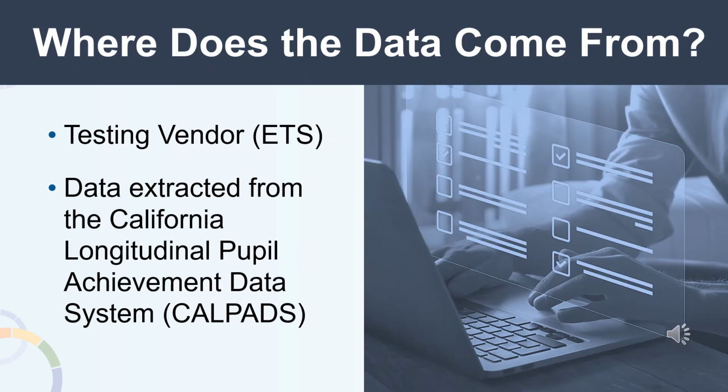Since the Science Indicator is a little different from the other indicators and isn't self-reported, many people want to know, where does the data come from? The California Science Test and California Alternate Assessment for Science results are received from the testing vendor ETS. We also extract data from the California Longitudinal Pupil Achievement Data System, or CalPADS, to assist in our calculations. Specifically, the demographic data to make student group determinations, enrollment data to determine which students are included in the participation rate, and enrollment data to determine continuous enrollment to calculate the distance from standard, or DFS.